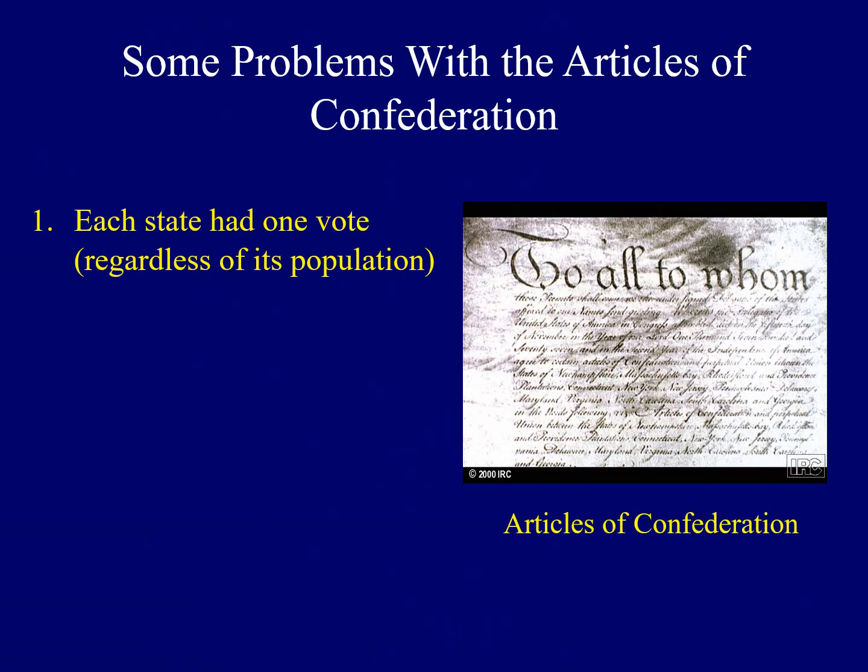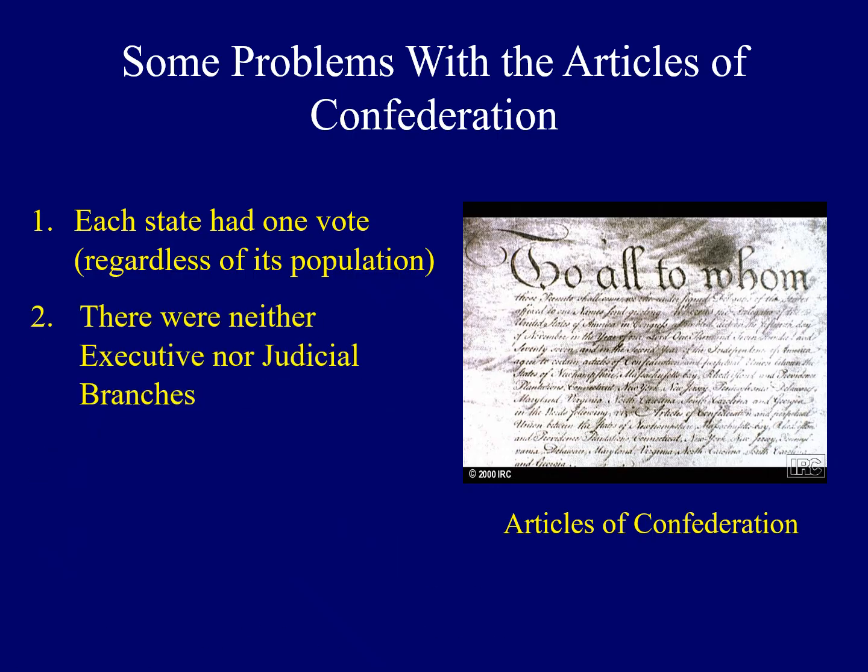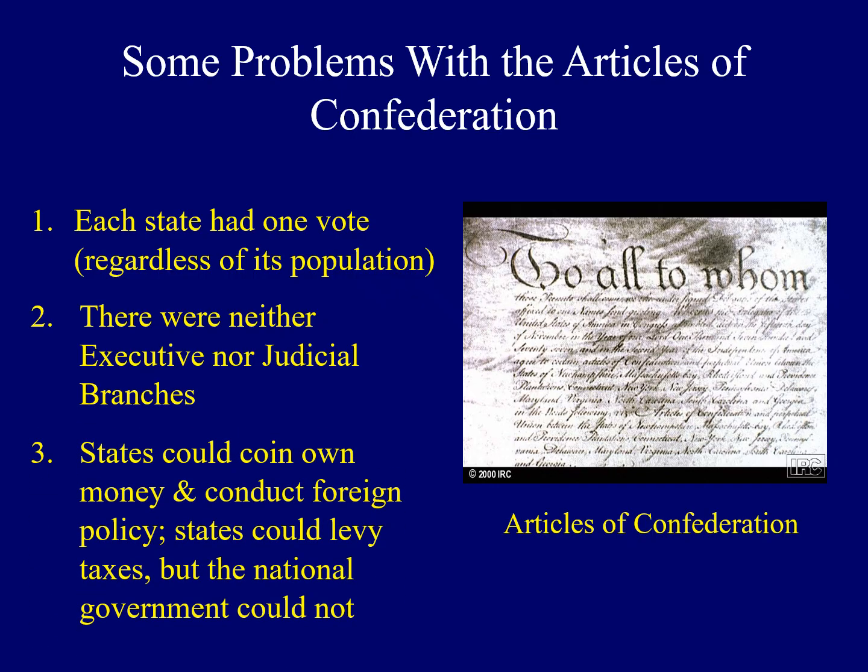There were some apparent additional problems with the Articles. Secondly, there was neither an executive nor a judicial branch. Essentially, there was only one branch of government, the legislative branch, and there was a national Congress. Finally, states had a tremendous amount of power, as mentioned earlier. Some of the powers that they had was to coin their own money and even conduct their own foreign policy. States were allowed to levy taxes, but the national government did not. Well, let me try to explain in the next slide some issues with taxation.